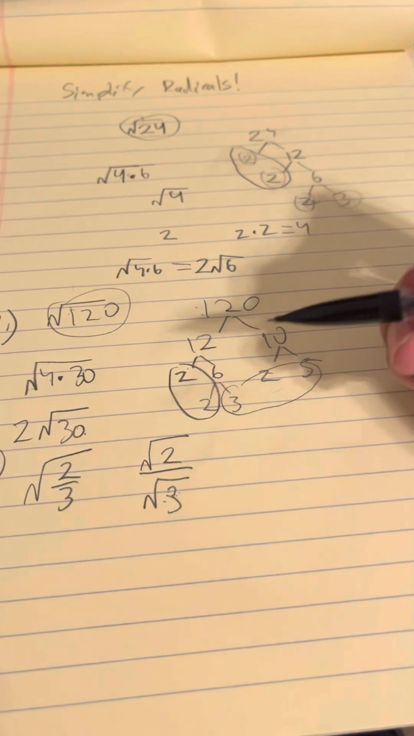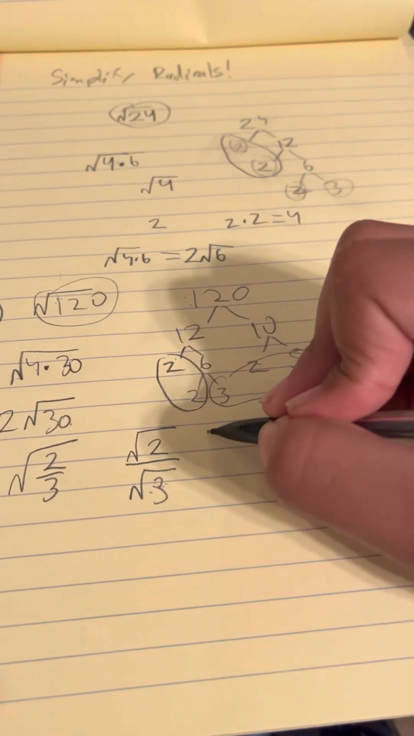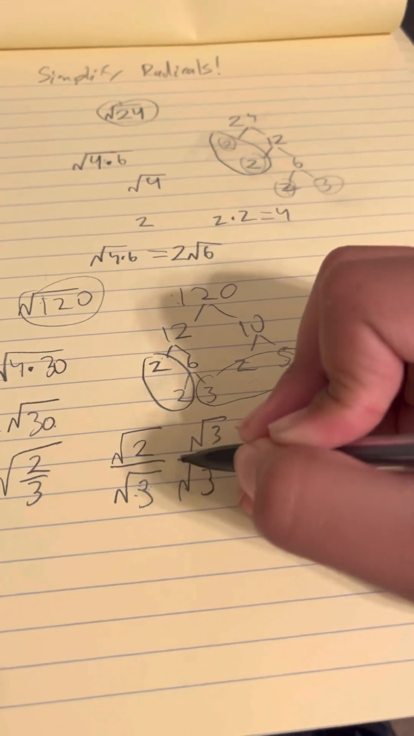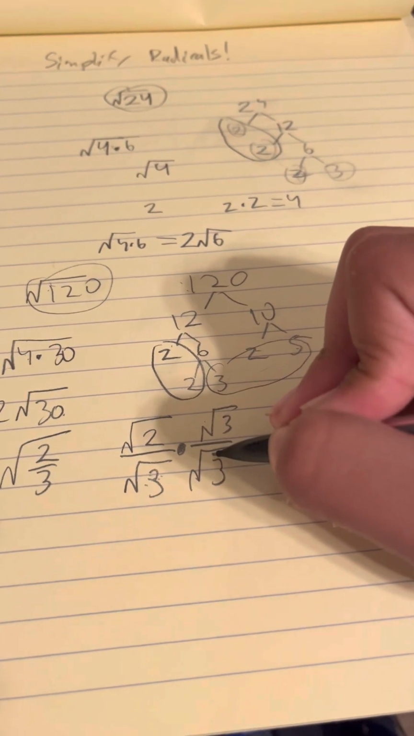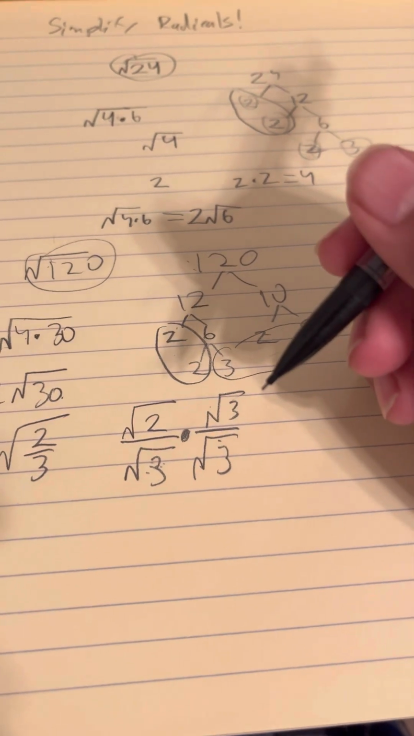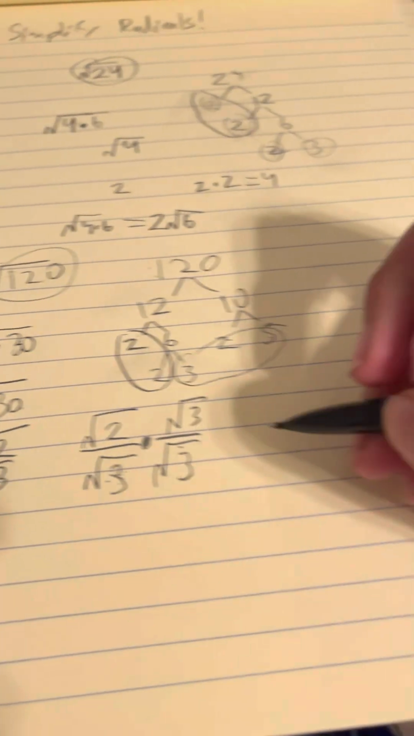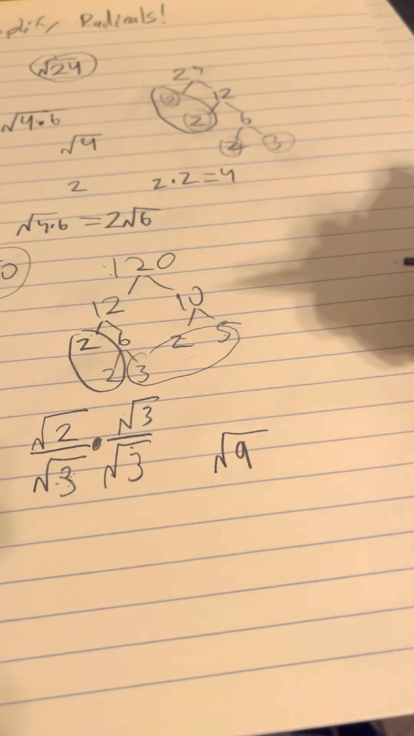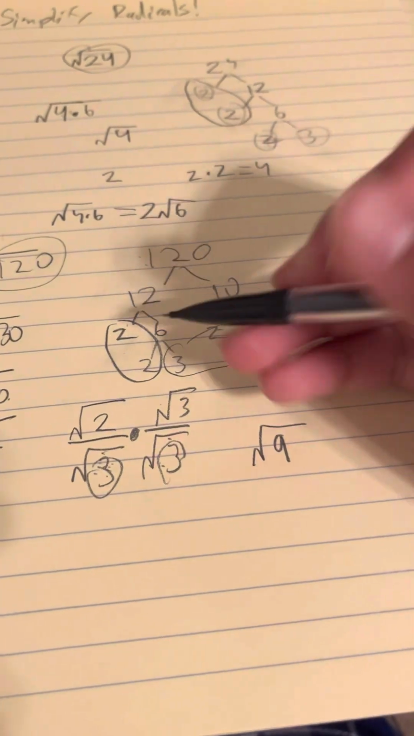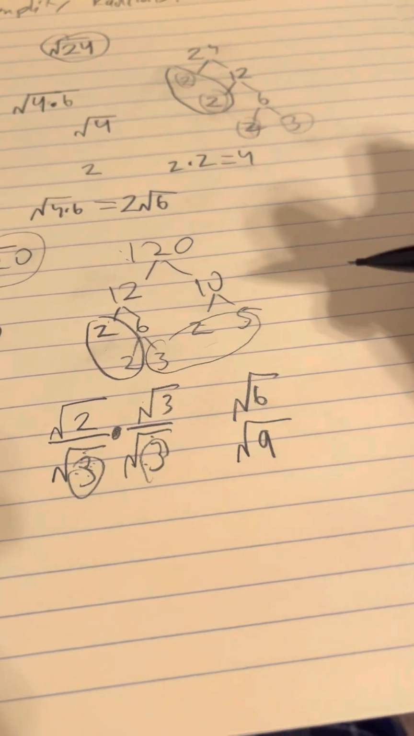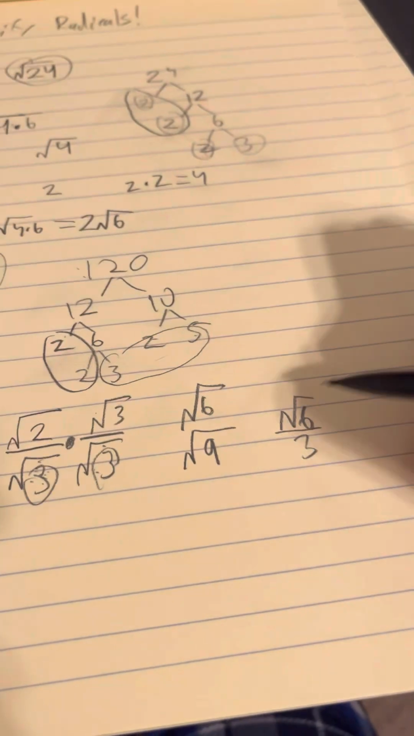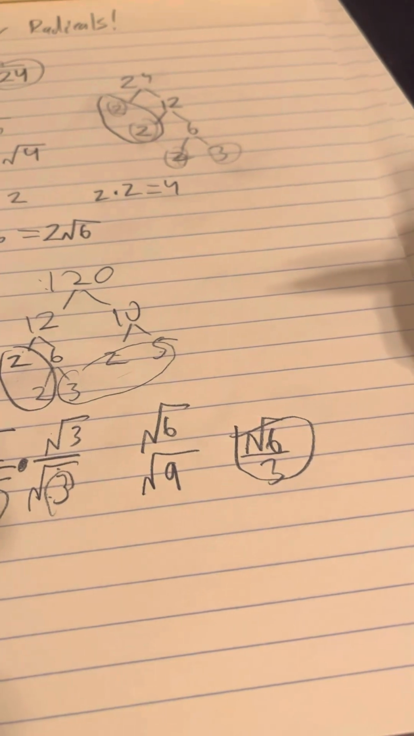So to get rid of this, you would need to multiply both the top and the bottom by root 3. If you multiply it by root 3, that's the same thing as multiplying by 1. So this would still have the same value, but you would be able to change this root 3 into a root 9, because when you multiply two radicals, you multiply the inside values by each other. So this becomes root 6 over root 9, and root 9 is 3, and that becomes root 6 over 3. And that's how you simplify fractions in radical form.